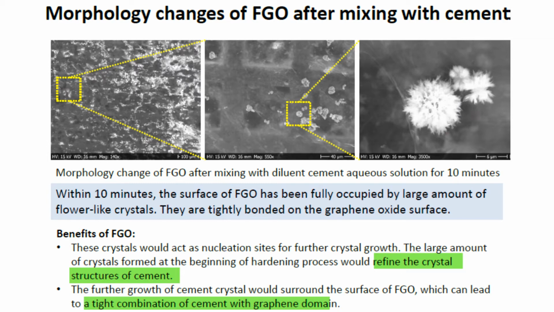So that is the benefit they found when they used FGO, which acts as a nucleation site for further crystal growth, and the large amount of crystal formed is actually helping in the hardening process, as they understand. So that is their speculation after getting the SEM images.